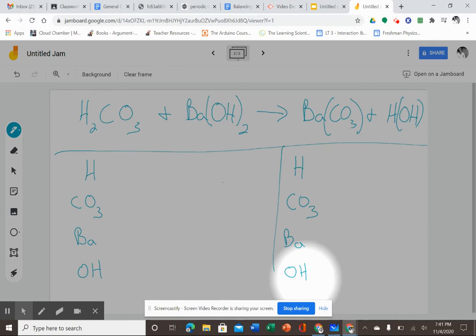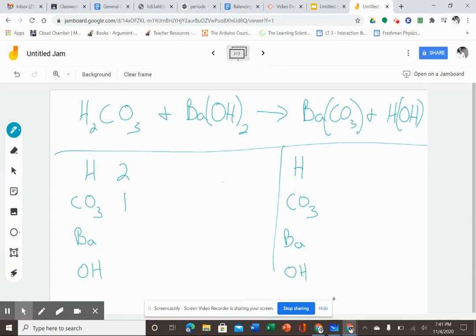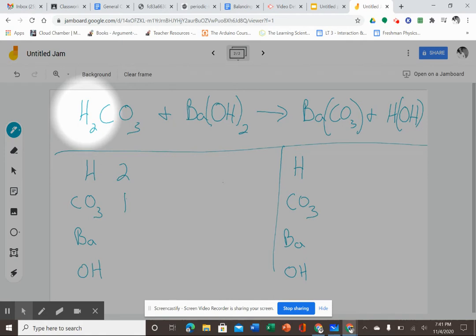So if I just go through and check how many of each of them I've got, well, here, this hydrogen starting here, it comes 2 hydrogens with every carbonic acid formula unit. So I can say there are 2 of those. This carbonate in carbonic acid, there's 1 of those in every unit of that. The barium here, there's just 1 of those. This 2 goes for everything inside the parentheses, but not beyond that. So this barium, there's still just 1 of those.